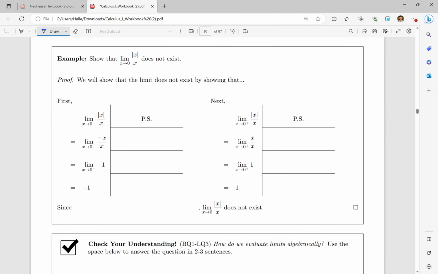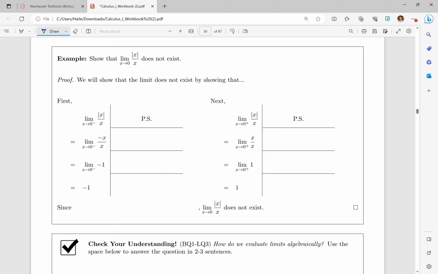So first, let's look at the following example. Show that the limit as x approaches 0 of the absolute value of x over x does not exist. Okay, so the way that this work is going to be structured is we're going to say that we're doing a proof. Okay, I don't want that word to scare you. Basically, that just means we're going to show our work, but we're showing that a certain statement is true. So it's not like we're just solving a problem here. The problem actually says show that this limit does not exist. So we're trying to give work to say why that statement is true.